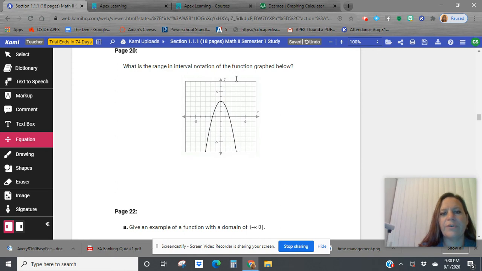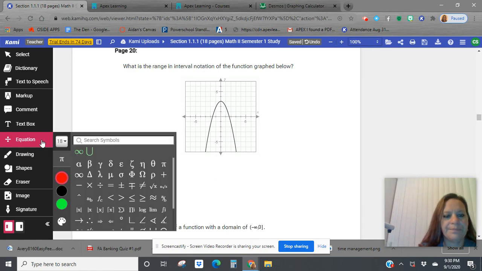What's the range in interval notation on this function? Notice that the highest it goes to is here, but it goes forever down. So I'm going to say that it goes from negative infinity to all the way up, 1, 2, 3. It stops at positive 3. The 3 is a closed bracket, included.